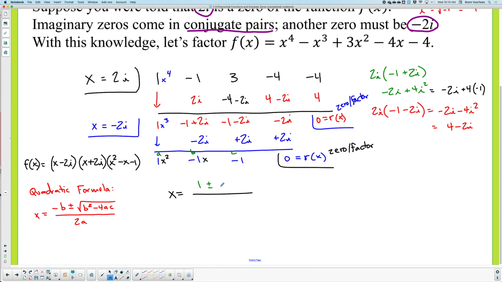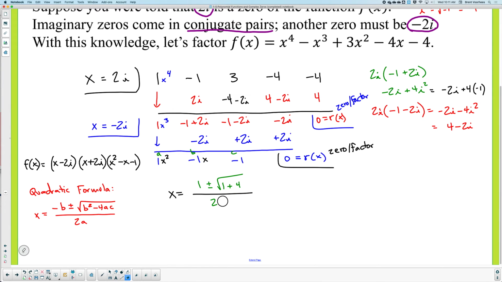This is the pair. Remember how I told you they come in pairs? A positive and a negative. There's your pair. Square root. What's b squared? Oh, it's this one. Negative 1 times negative 1 is 1 minus 4 times a. What's 4 times 1? 4 times negative 1. Negative 4. Okay, so it's 1 minus a negative 4. What does that become? 1 plus 4. All divided by 2 times a, which is 2.